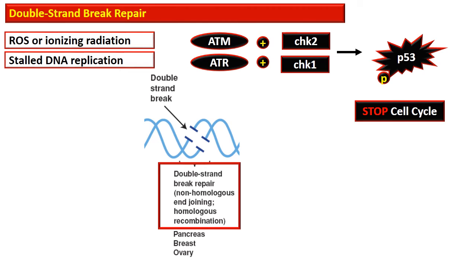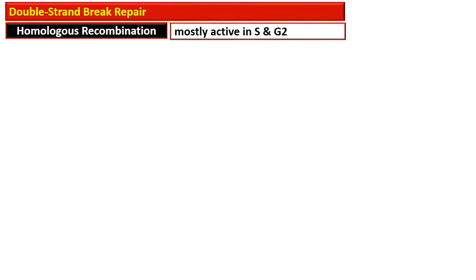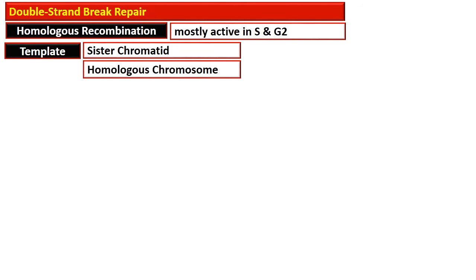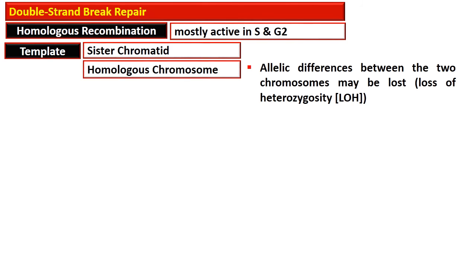And the examples of these chromosomal rearrangements happen in the tumors of pancreas, breast, and ovary. Homologous recombination is mostly active in S and G2 phase. The template which is used for homologous recombination may be a sister chromatid or homologous chromosome, and it may result in two types of genetic alteration.